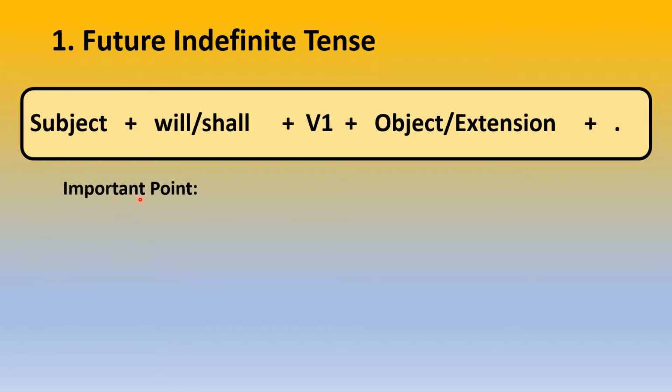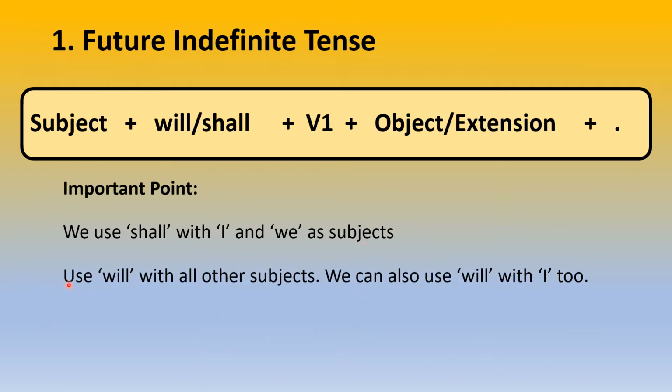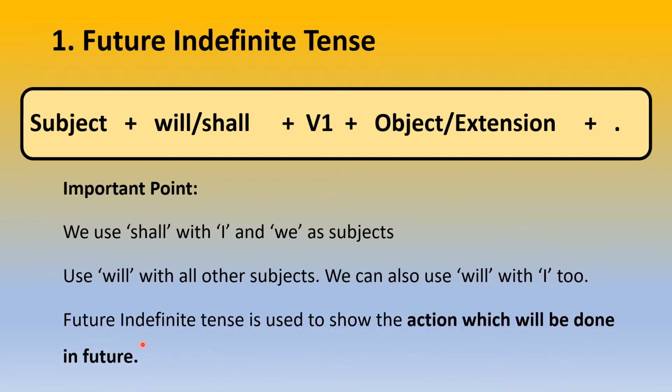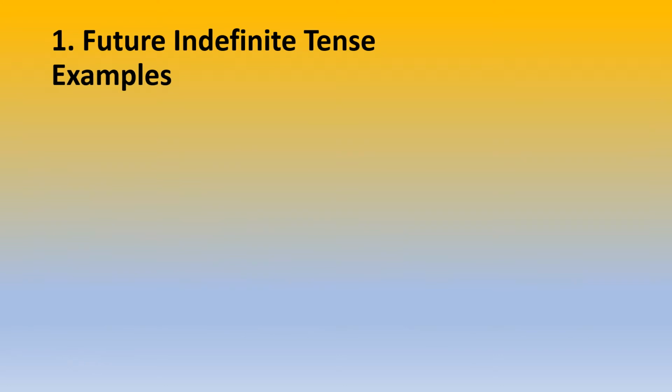This is an important point that we use shall with I and we as subjects. We can also use will with all other subjects and I too. Future indefinite tense is used to show the action which will be done in future. Here are a few examples.